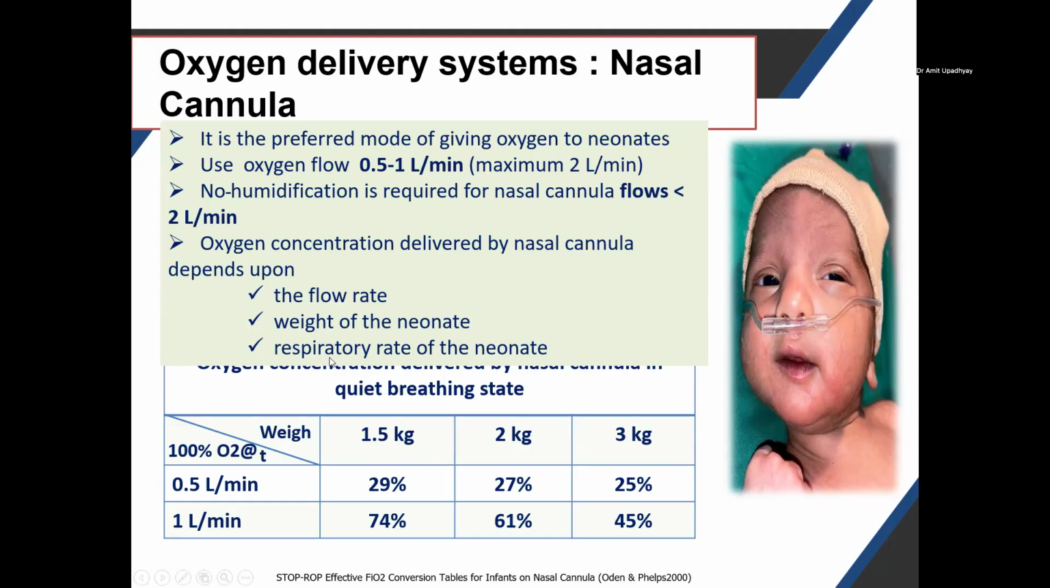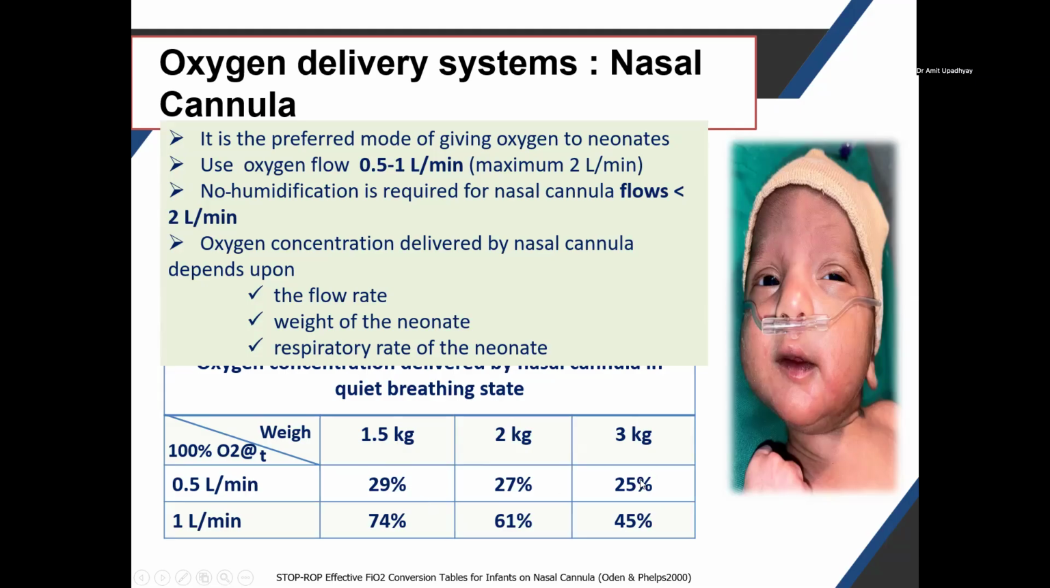Oxygen concentration depends upon flow rate, weight of the newborn, and respiratory rate. For a 1.5 kg baby, 0.5 liters gives about 30% oxygen, so it is not 100% going through the nasal prongs. For 1.5 kg, half a liter gives 30%, and 1 liter gives about 60 to 70%. For 2 kg, again 30% and 60%. So 30, 60, 30, 75, this is all you need to remember.